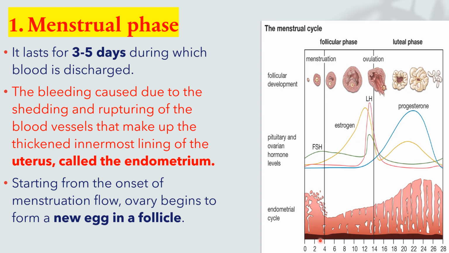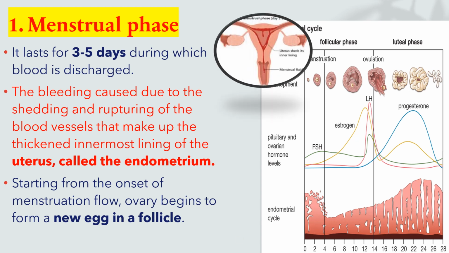Then how is it happening? The bleeding is caused due to the shedding and rupturing of the blood vessels that make up the thickened innermost lining of the uterus. This is the thickened innermost lining of the uterus. It's called endometrium. At the time of menstrual phase, the bleeding is caused due to the rupturing of endometrium. You can say rupturing and shedding of blood vessels from the uterus. Here you can see in this picture the bleeding caused due to the shedding and rupturing of blood vessels. Then endometrium ruptures.